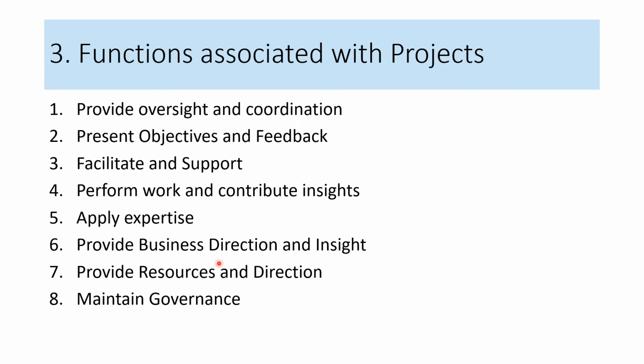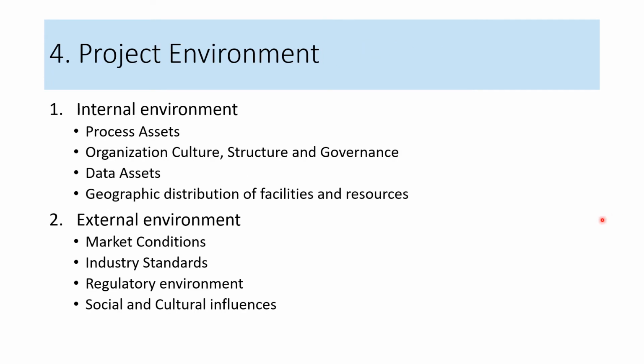And the seventh function associated with the projects is providing resources and direction. You might need functional leaders, horizontal leaders who provide testing resources, development resources, who recruit. A competency development team will recruit resources, hire resources, and provide resources to the implementation projects. And the eighth function is maintaining the governance. Someone like PMO, program manager, is there to maintain the governance of the project, right? These are the eight functions associated with projects.